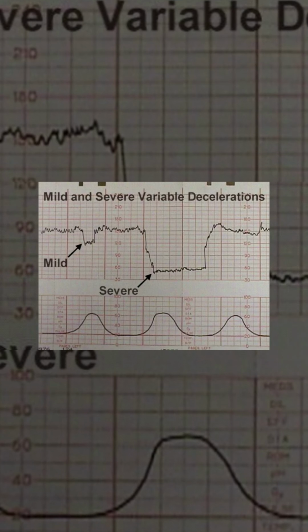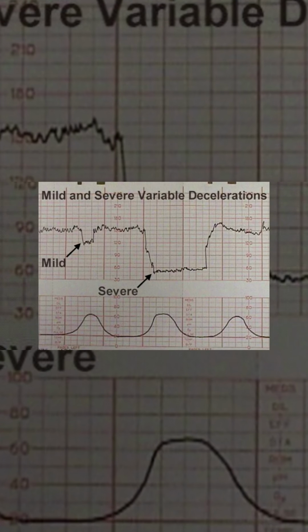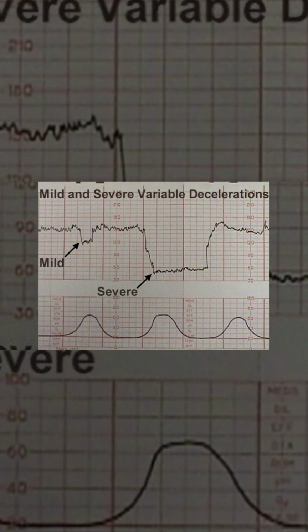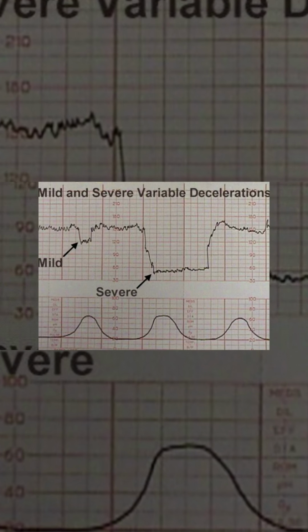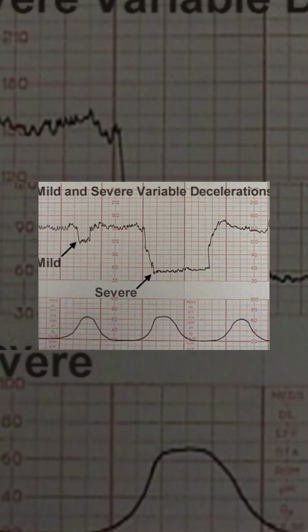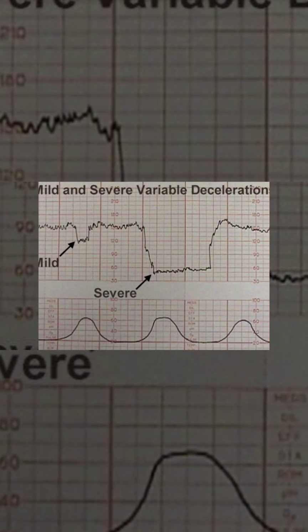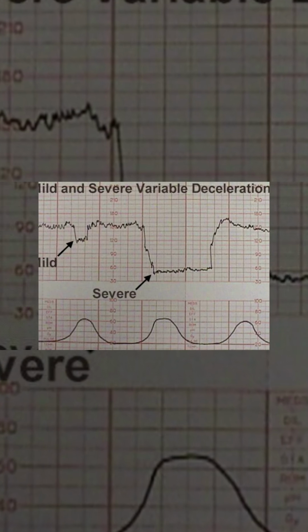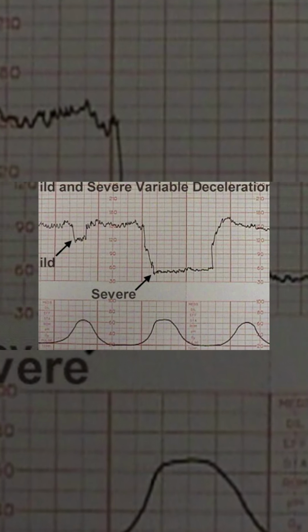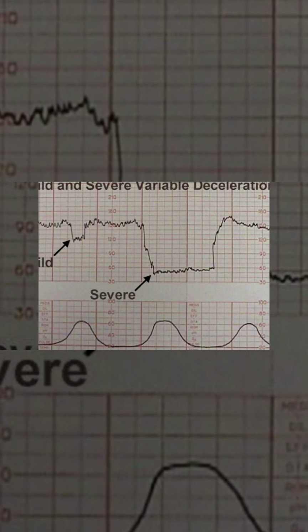Here in the variable deceleration, in the mild variable deceleration, we see that there is an abrupt drop in the fetal heart rate and the nadir of deceleration has been reached within 30 seconds after the uterine contraction has started. Whereas in the severe deceleration, it has been prolonged more than 15 seconds.